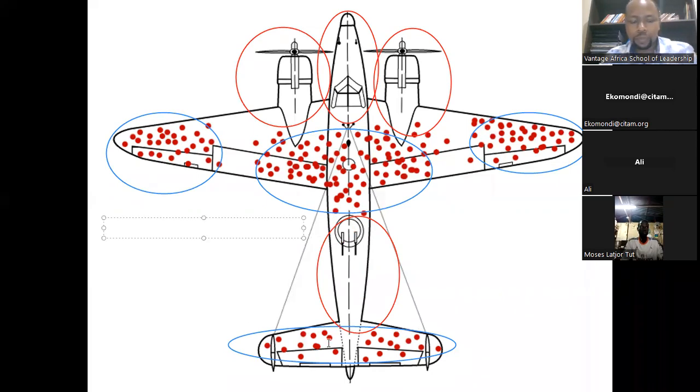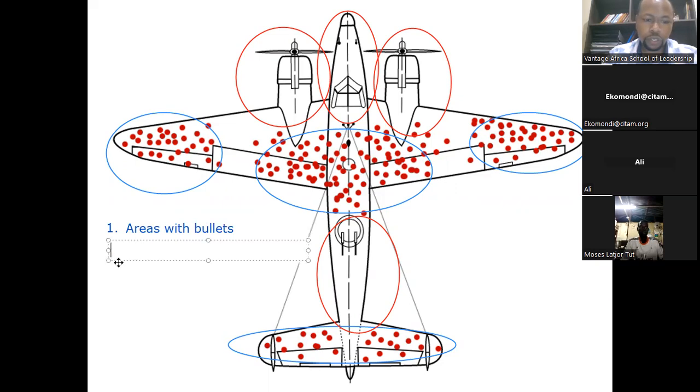So, would you reinforce areas in red, areas with bullets, or would you reinforce areas without bullet holes?